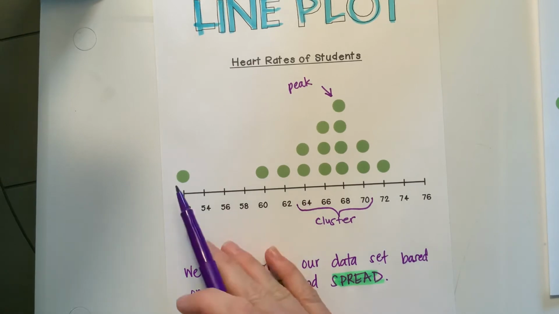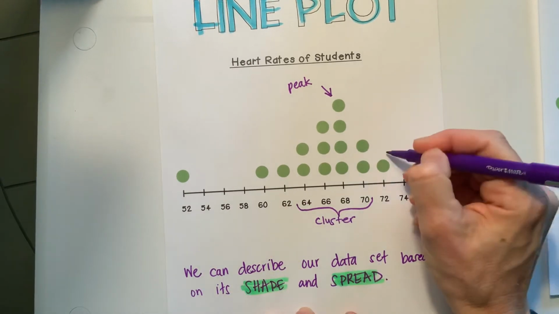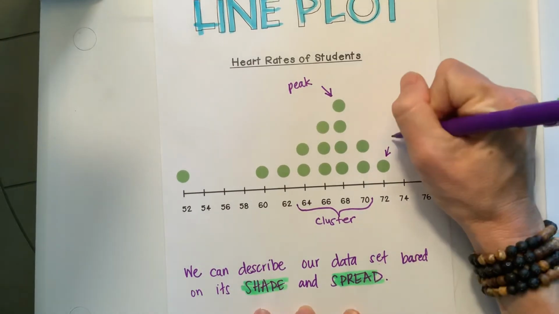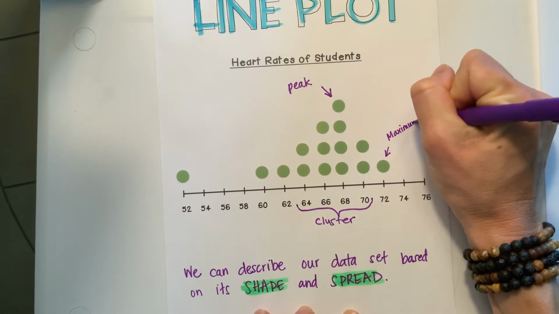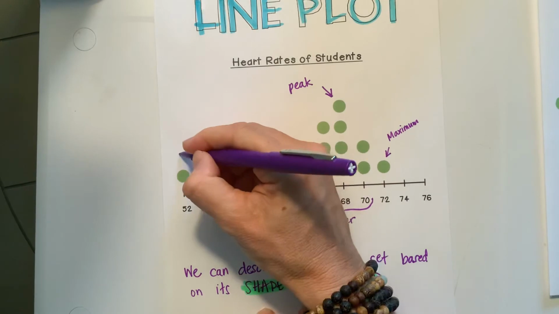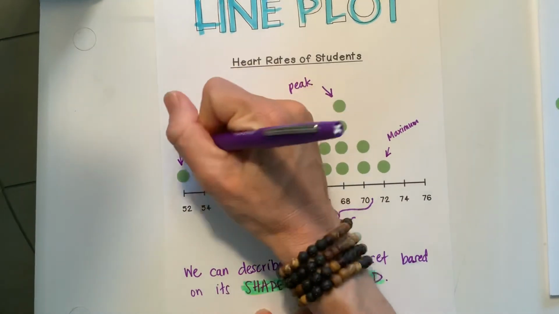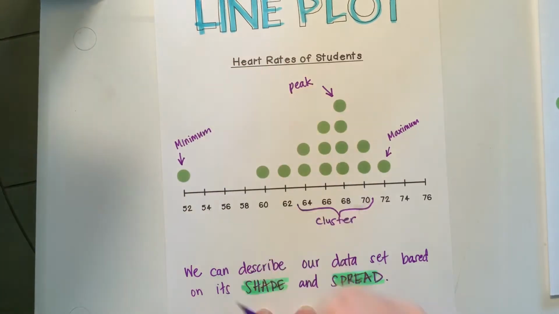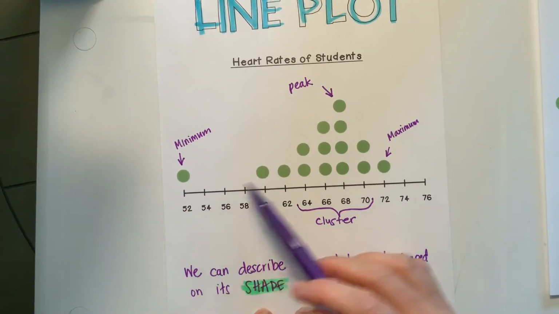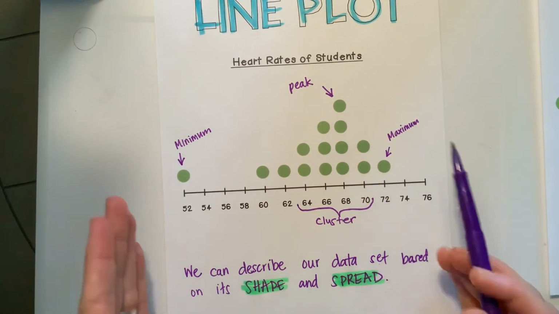You then also can look for the highest data value. We call this the maximum. And then you'd also want to identify the lowest data value. We call this the minimum. Okay, so then that shows us the general shape and then the spread.